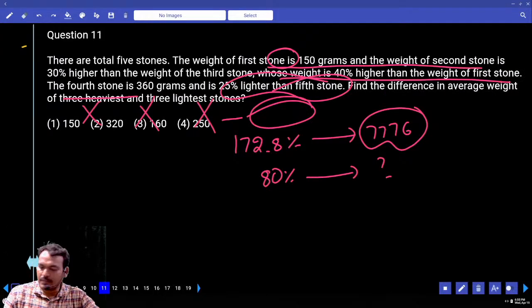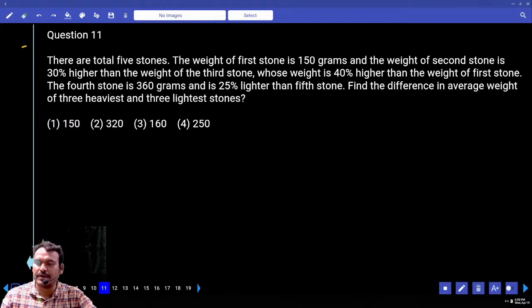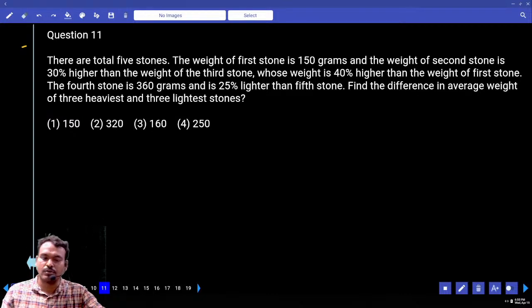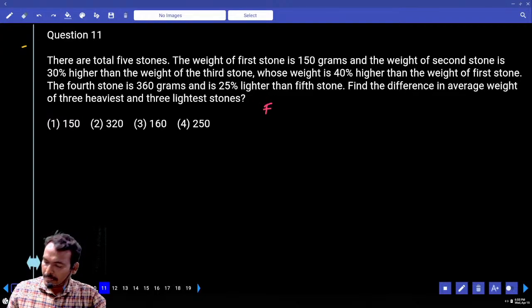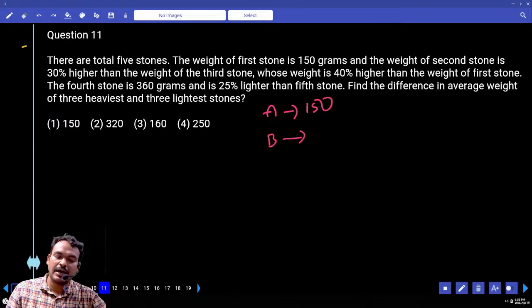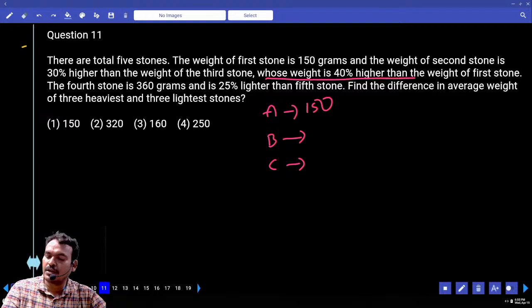Next, question number 11. There are a total of 5 stones. The weight of the first stone is 150 grams and the weight of the second stone is 30% higher than the weight of the third stone, whose weight is 40% higher than the weight of the first stone. What is the first stone weight? 150 grams. The third stone is 40% higher than the first. 40% of 150 means 60. So the third one is 210.